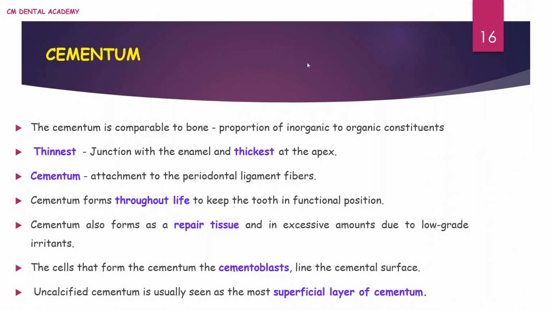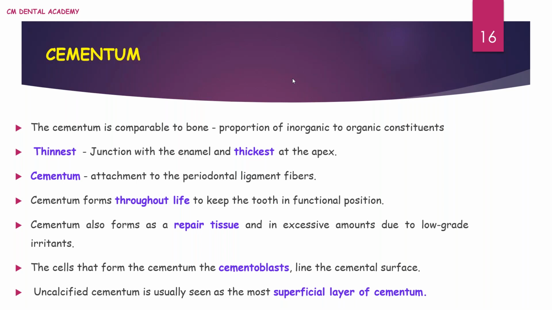The hard tissue covering the roots is called the cementum. The cementum's organic and inorganic constituents are approximately similar to that of bone, but not exactly the same. The cementum covering the root meets the enamel covering the crown. Where they both join together is the thinnest portion. The cementum is thickest near the apex of the root. That is the root end portion, it is thick, and towards the enamel end it is thin.